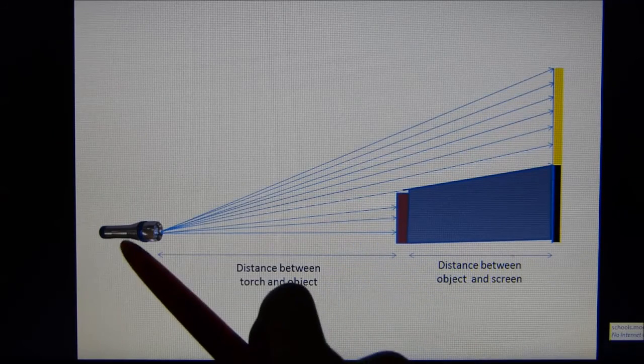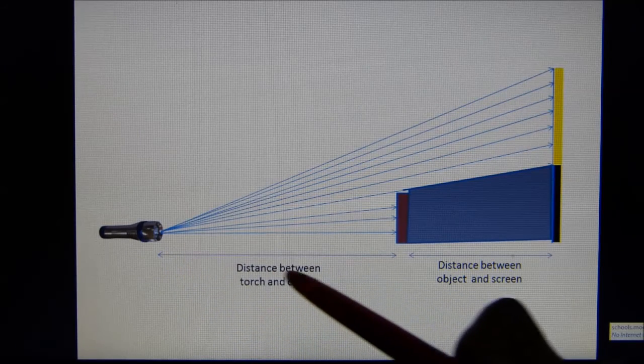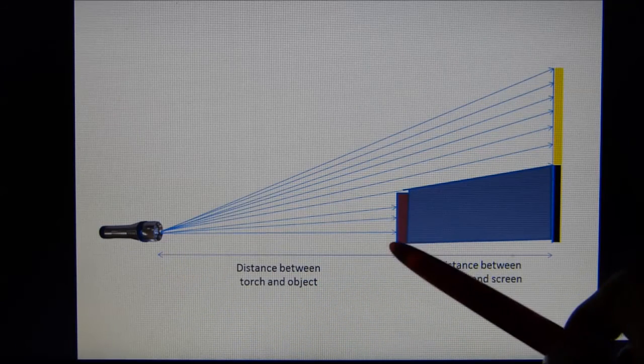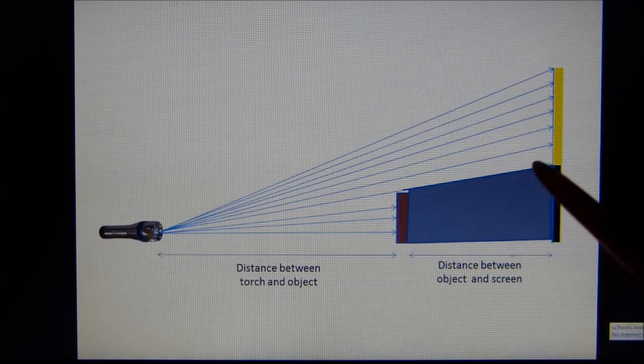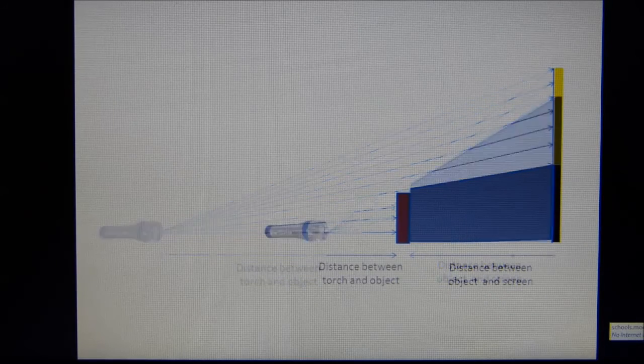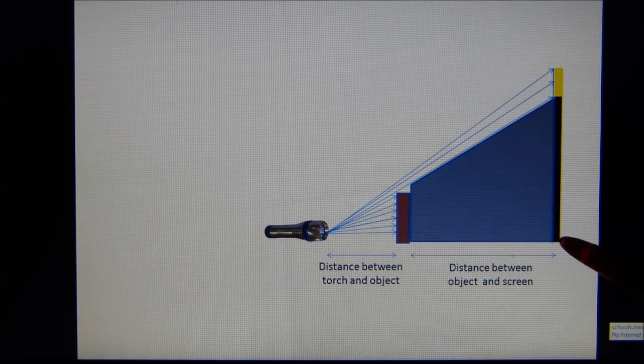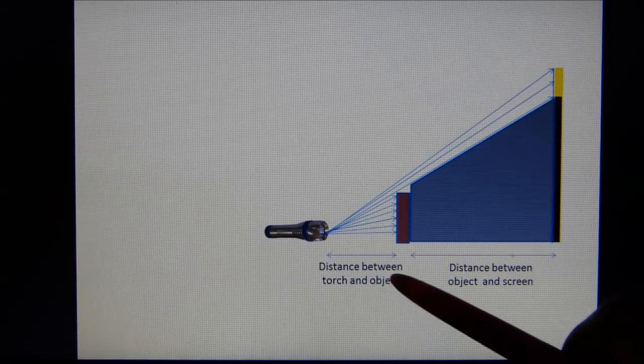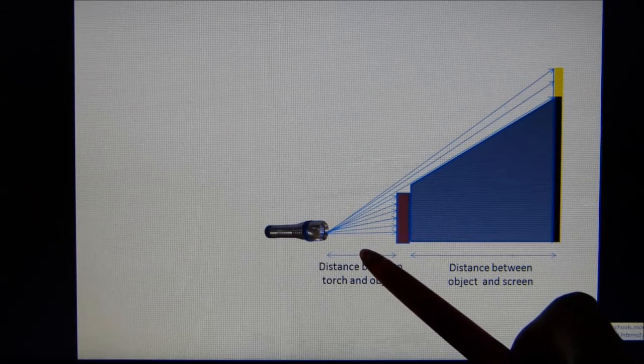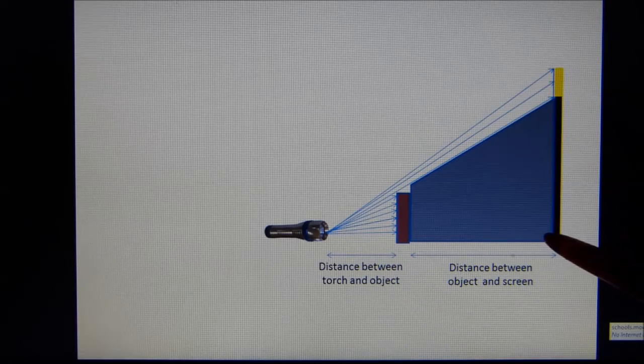Now previously when the torch is over here, there's a long distance between the torch and object. The object only blocked 3 light rays. Alright, this is a smaller shadow, but as we move the torch nearer, it blocked even more light rays, and the shadow is now bigger. So that's the distance between the torch and object. Now as it becomes shorter, as it decreases, the shadow now becomes bigger because it blocked more light rays.